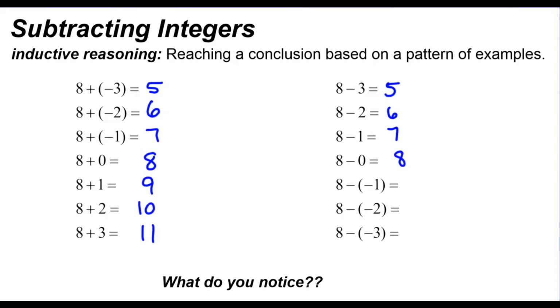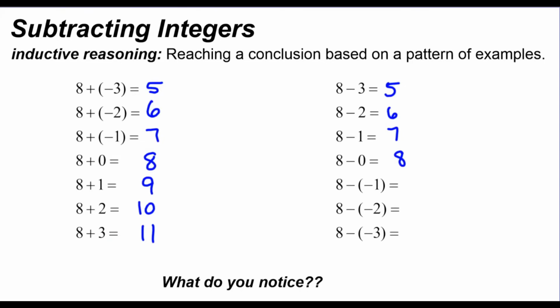Now, let's extend this pattern. What should 8 minus negative 1 be? What we're doing here is decreasing what we're taking away. So we're taking less and less away from 8 every time, and our difference gets larger and larger because we're taking less away from it until we ultimately take 0, or nothing, away from 8, and we're left with 8.